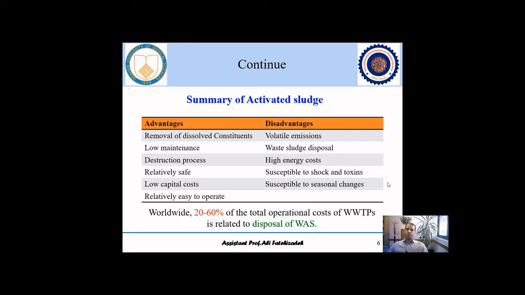The main advantages of activated sludge are removal of dissolved organic constituents, low maintenance, a destruction process, relative safety, low capital cost, and ease of operation. The disadvantages of activated sludge are emission of volatile compounds, production of waste sludge, high energy consumption, and susceptibility to shock, organic or hydraulic, and also toxins. Based on previous studies, the main disadvantage of activated sludge is the production of waste sludge, and it is estimated that around 20 to 60% of the total operation cost of a wastewater treatment plant is related to management of waste activated sludge.